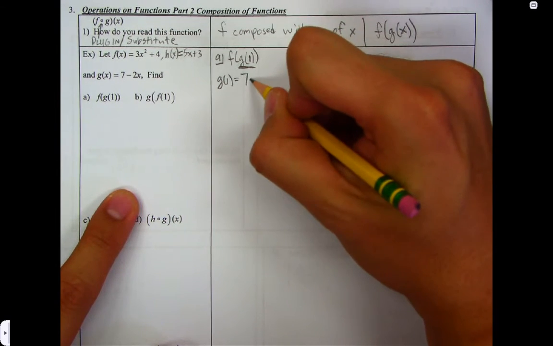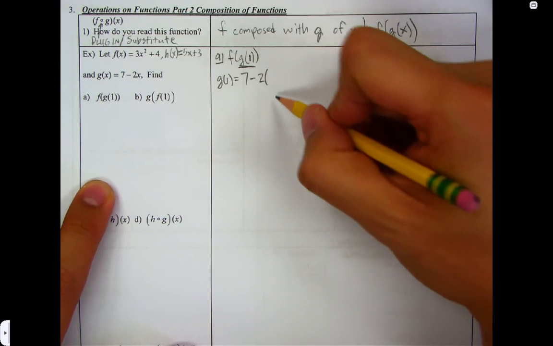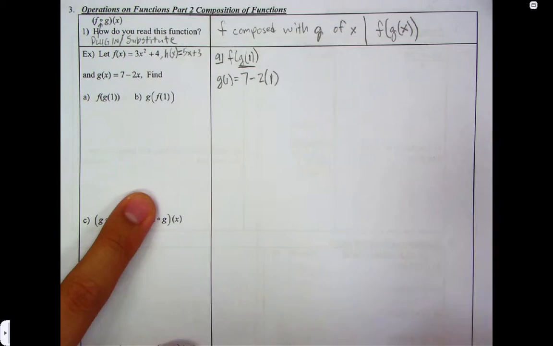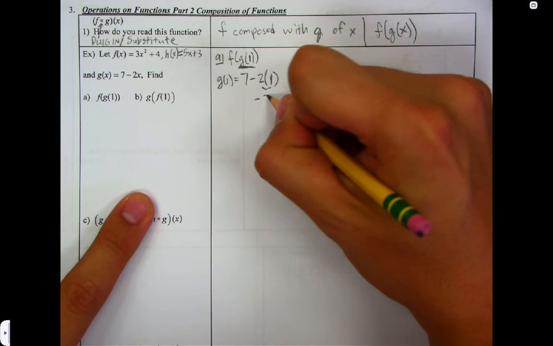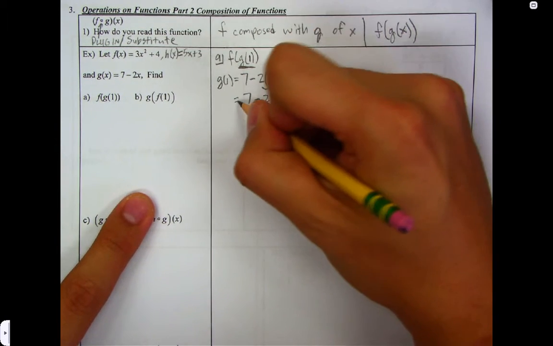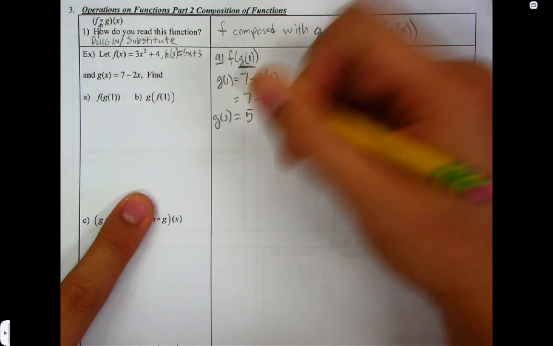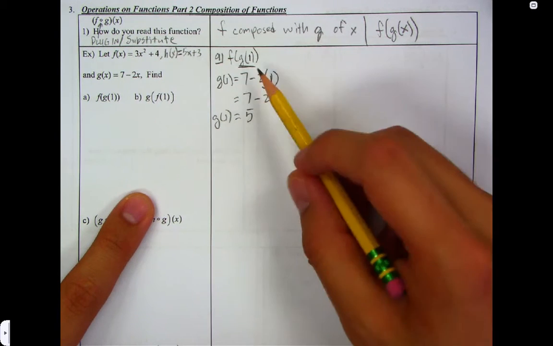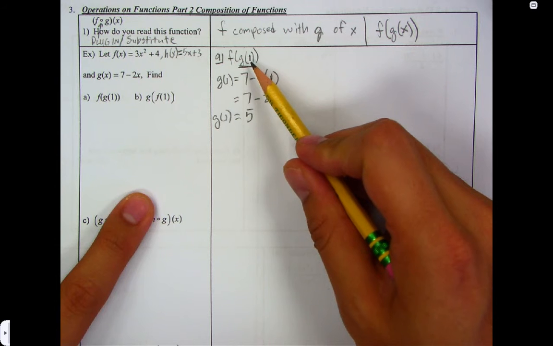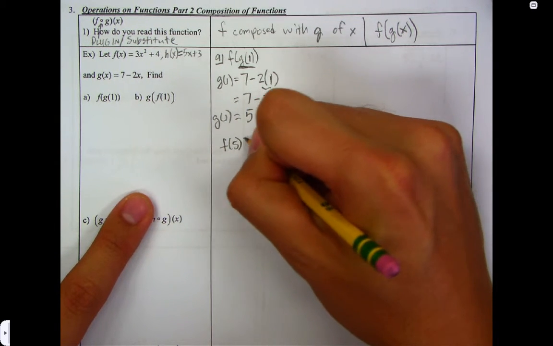So 7 minus 2. And what am I plugging in for x, or substituting? I'm substituting 1. Do I do subtraction first or multiplication? We do multiplication. Negative 2 times 1 is negative 2. Bring down the 7. And 7 minus 2 is 5. Now we know g of 1 is equal to 5. So now g of 1 becomes 5, so this is going to be f of 5.